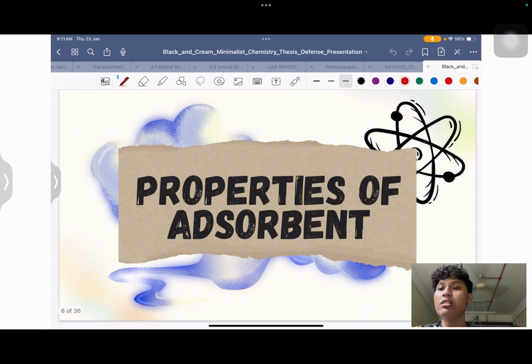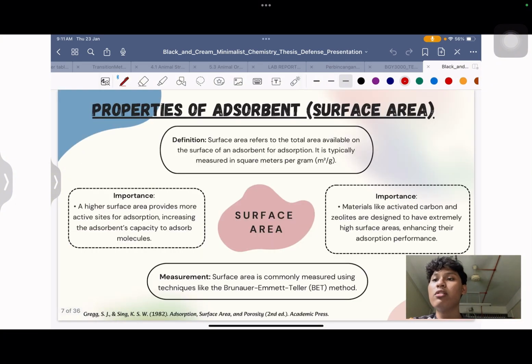So we go to the properties of adsorbent. We focus on the surface area. Surface area refers to the total area available on the surface of an adsorbent for adsorption, typically measured in square meters per gram. The importance is that surface area provides more active sites for adsorption, which increases the adsorbent capacity to adsorb more molecules. Materials like activated carbon and zeolites are designed to have extremely high surface area to enhance the adsorption performance. The measurement used is the Brunauer-Emmett-Teller BET method.